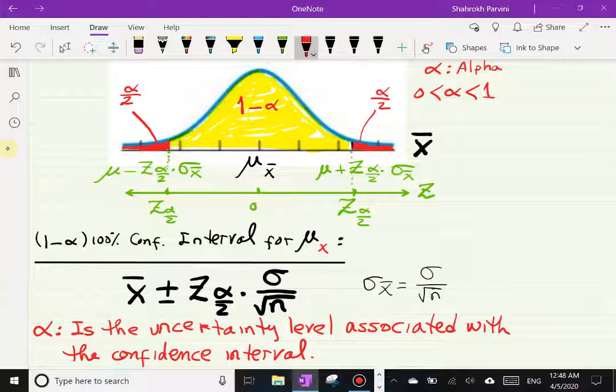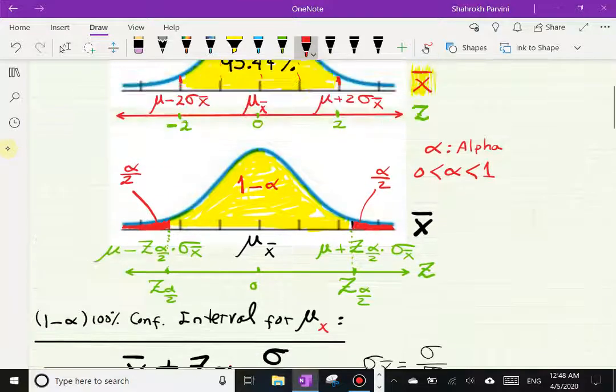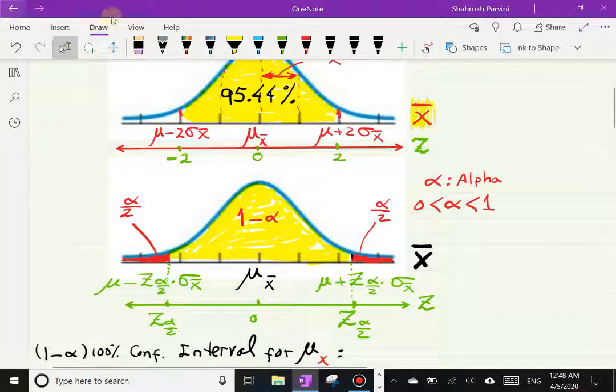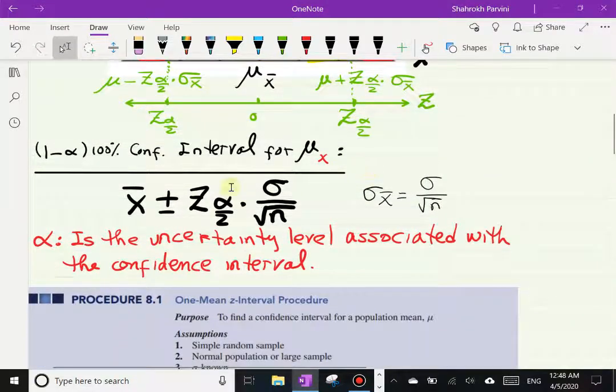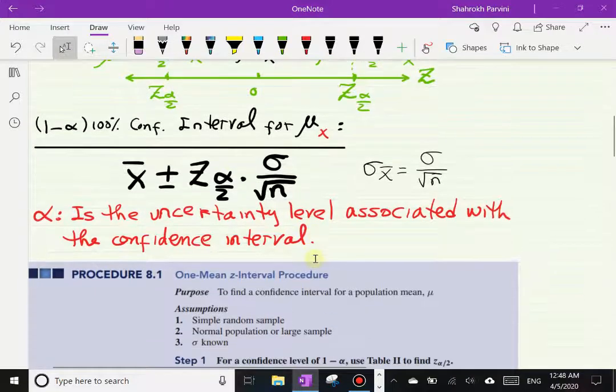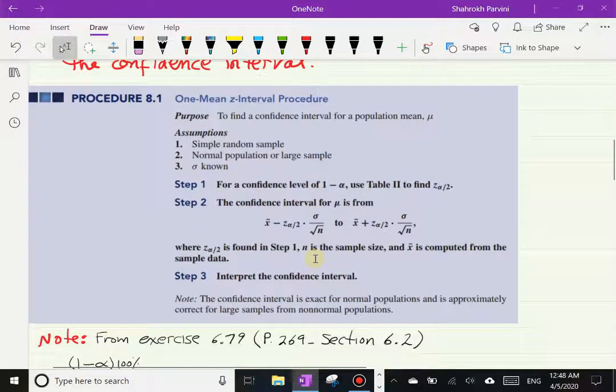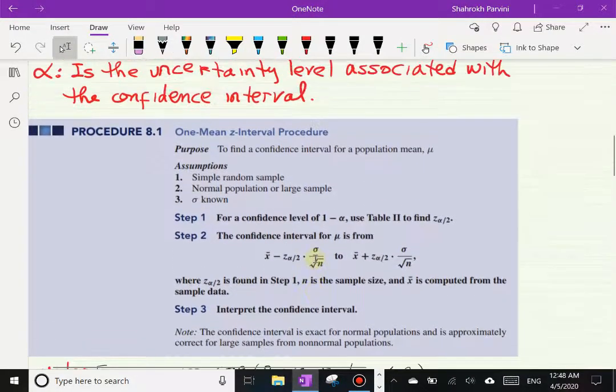Now, the sigma x bar is what I used up here, right? Remember when we looked at 95.44, we looked at sigma x bar. So that's what the formula is, and here is what's actually in the book. This is what the book shows. This is often known as the one mean, meaning one population, z confidence interval or interval procedure.